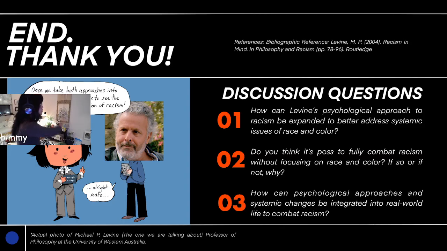The first one, number 1. How can Levine's psychological approach to racism be expanded to better address systematic issues of race and color? Do you think it's possible to fully combat racism without focusing on race and color? If so, or if not, why? How can psychological approaches and systemic changes be integrated into real-world life to combat racism?